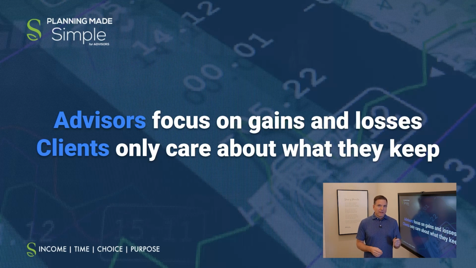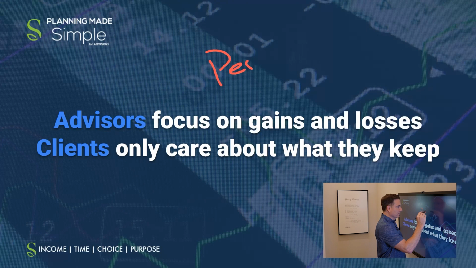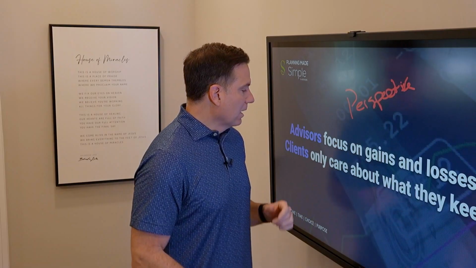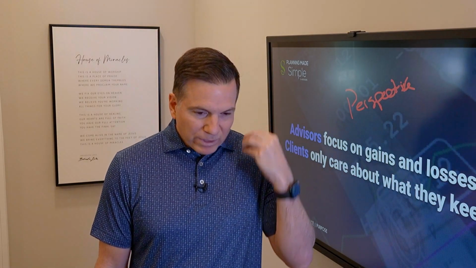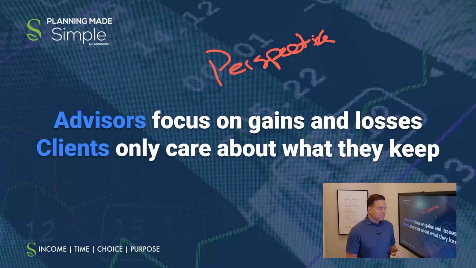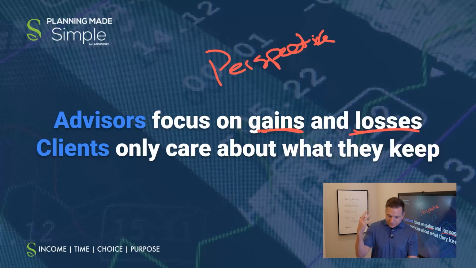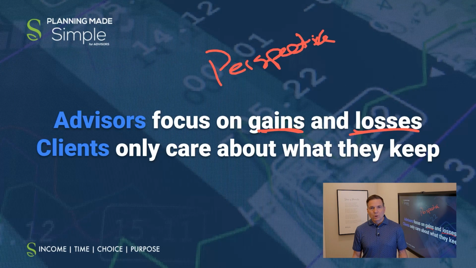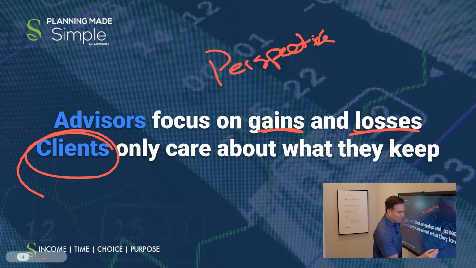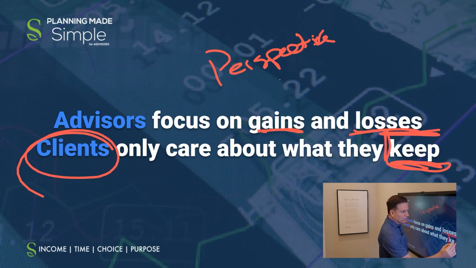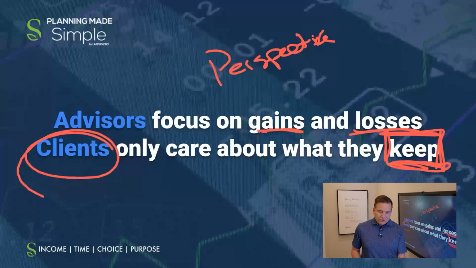I want to frame some perspective here. This is really important. The reason I want to do this is we have this really bad tendency as advisors to focus on gains and losses. So if we look at a stock, we bought it at X, we sell it at Y. And when we do our reports and some form of review, we're looking at gains and losses. But from a client's perspective, who really matters, they just focus on what they actually keep. This is the most important: what hits their bank account, what's on their statement.